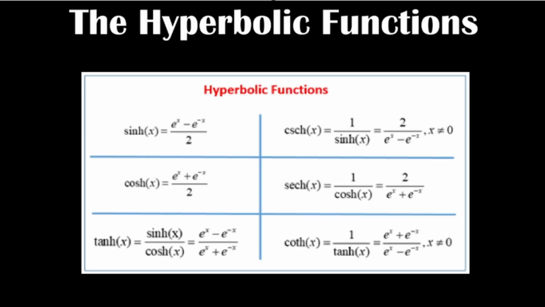Basically, they're like the trig functions, but they're defined using exponential functions. So similar to with normal trig functions, the hyperbolic tangent is hyperbolic sine over hyperbolic cosine. And you can see a similar pattern for hyperbolic cosecant, hyperbolic secant, hyperbolic cotangent. So let's take a look at the graphs of the hyperbolic functions.